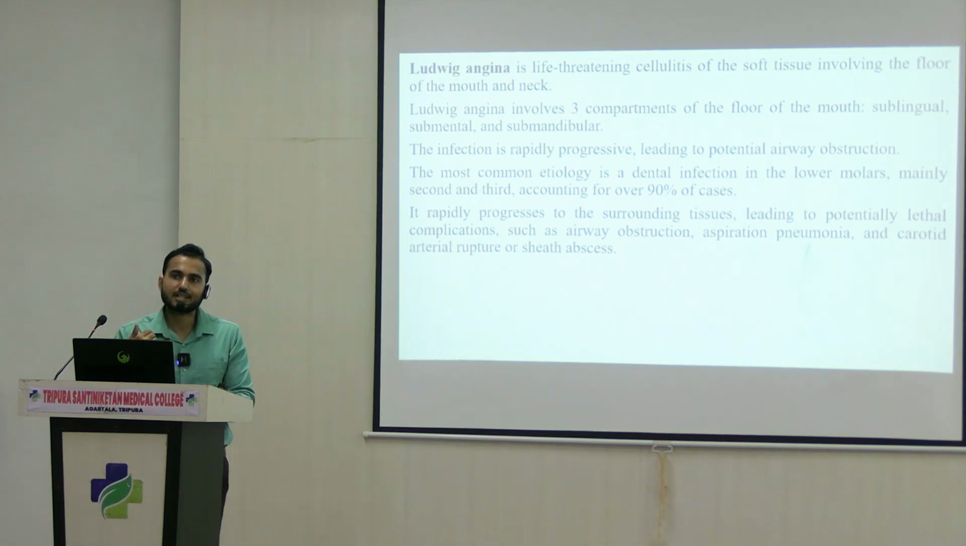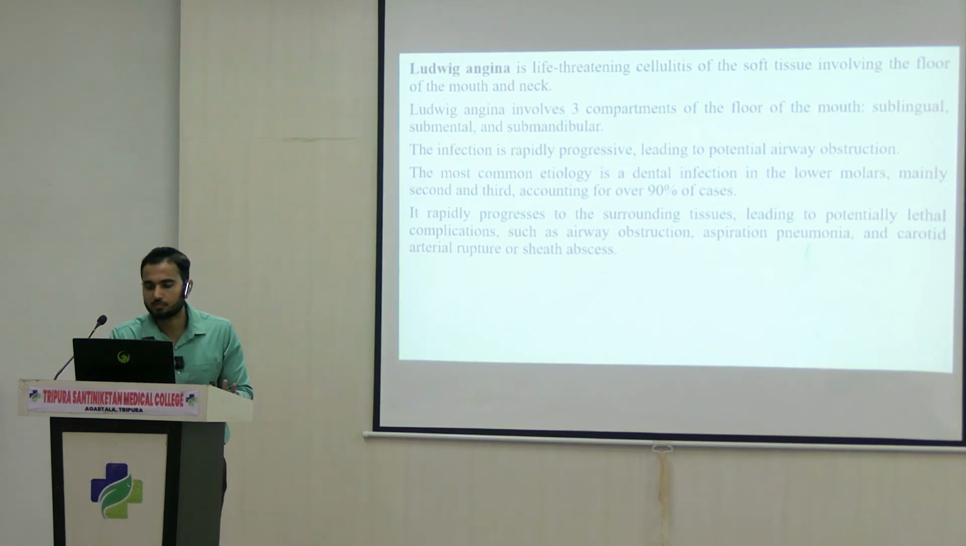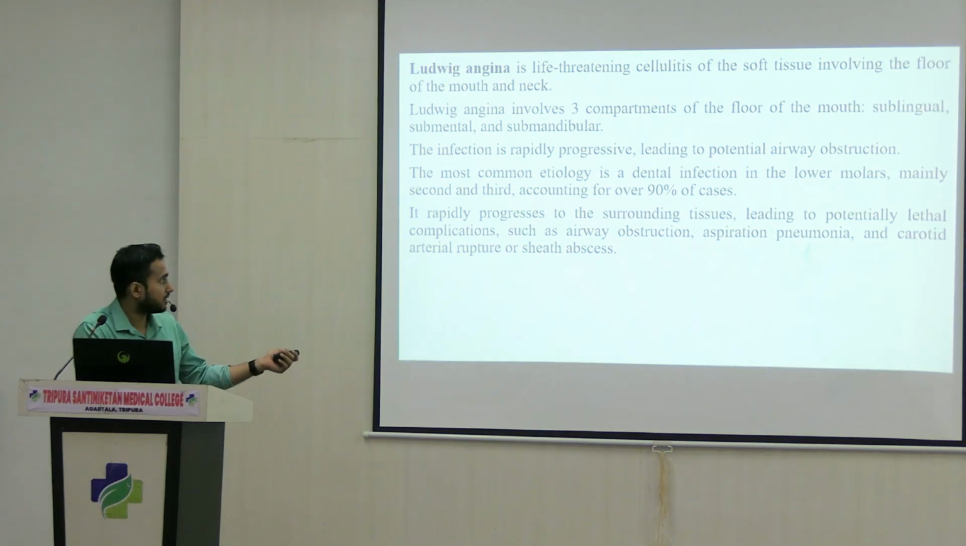From there infection can spread into the floor of the mouth, and from there the cellulitis occurs. In 90% of the cases, the cellulitis occurs from the infection of the second and third molar tooth. Now what happens? It rapidly progresses to the surrounding tissue, leading to potential lethal complications. Now what are those lethal complications?